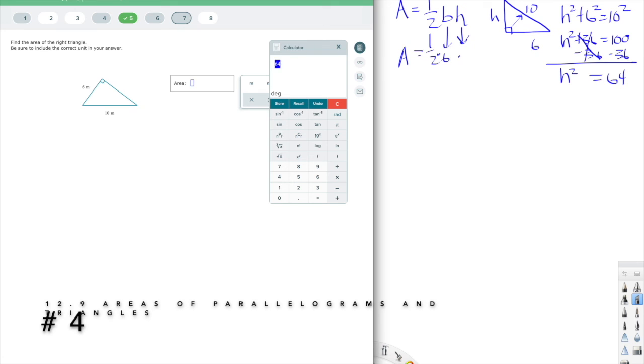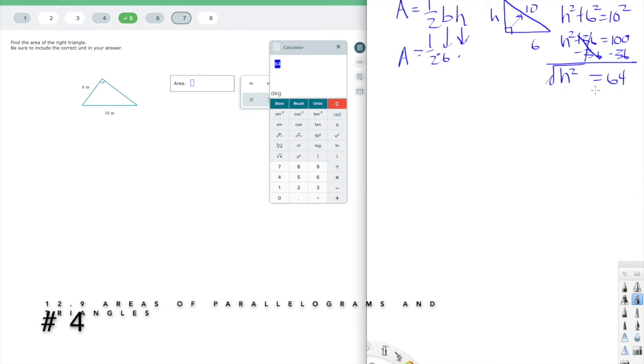So now we're going to take the square root of 64. And remember, when I'm taking the square root of a number, what I'm asking is what number is multiplied by itself to get it. So if I'm looking at H squared, well, it's H times H. So H is the square root because H was multiplied by itself.